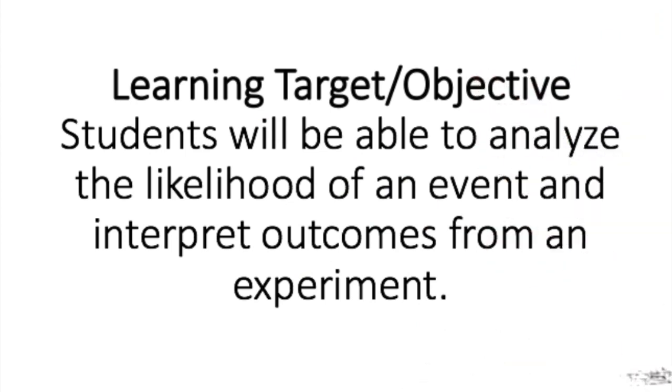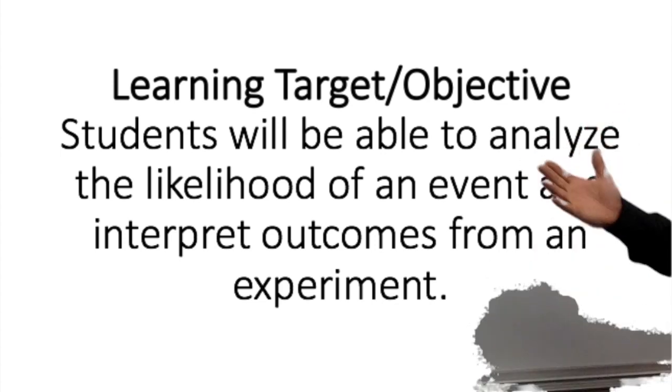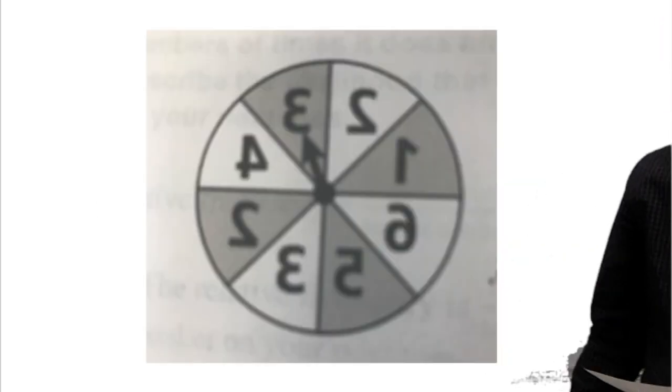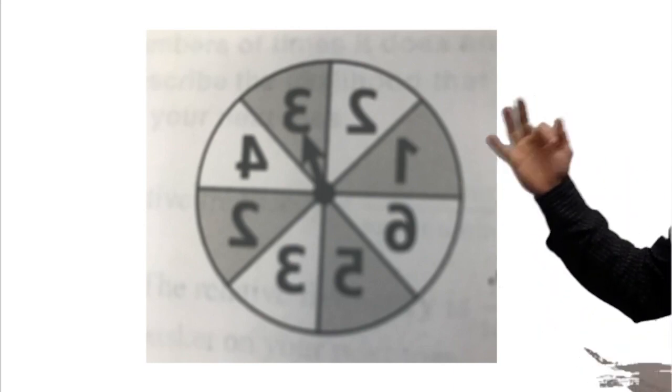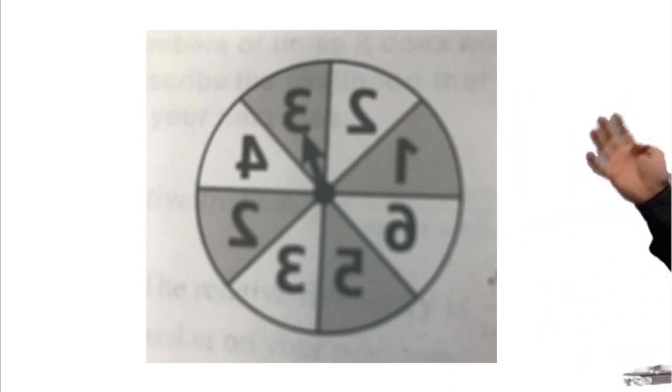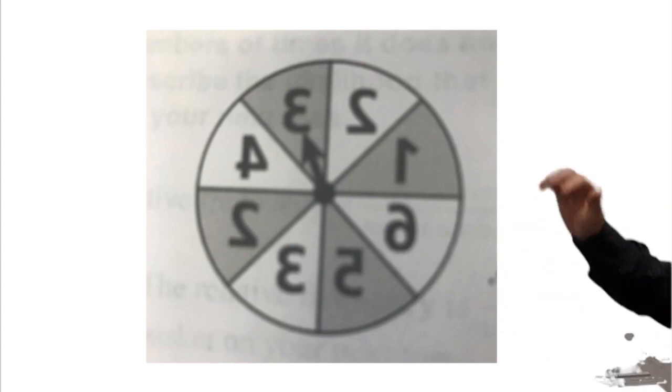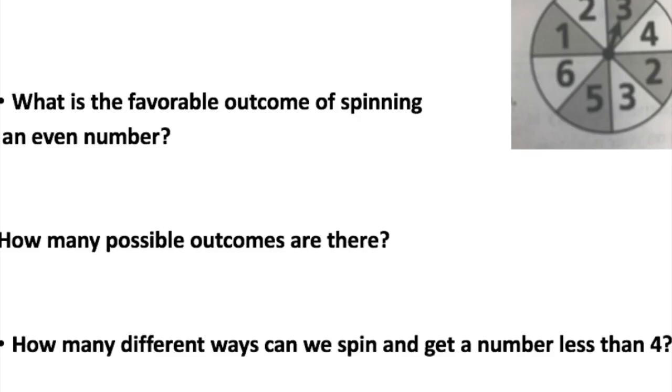So today's learning target is students will be able to analyze the likelihood of an event and interpret outcomes from an experiment. All right, so let's go into this spinner. So this spinner has a 1, a 2, a 3, a 4, back to 2, 3, 5, and 6.